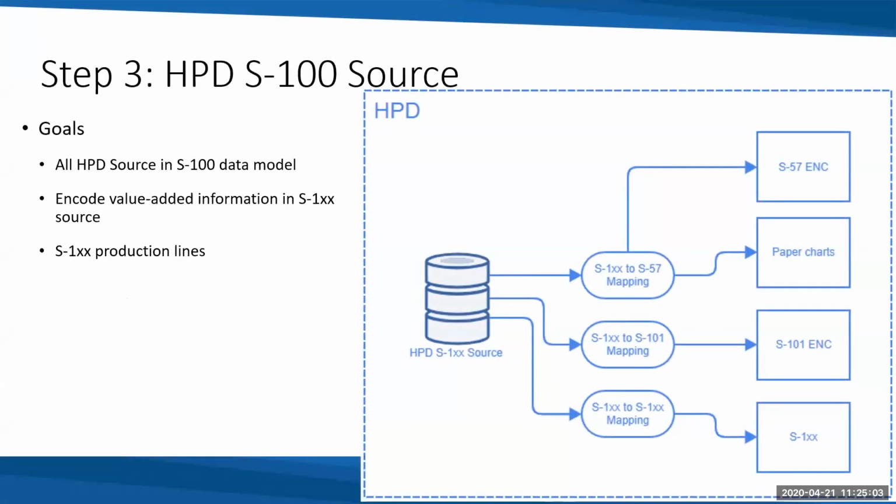The last step, which is the end result of step 2, really, you have a source that is fully S100. And when I say S100, it's not only S101, like you will have hopefully more information than what you have in an S101 ENC that will allow creating other S100 products than S101 ENC. So you may have mapping, for all products, between the S100 source, the S57 products, and the S100 products. And the goal here is to have a fully S100 data model in source, encode value-added information in S100 source, and get S100 production lines.